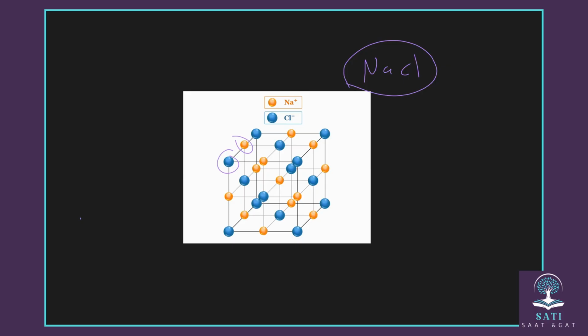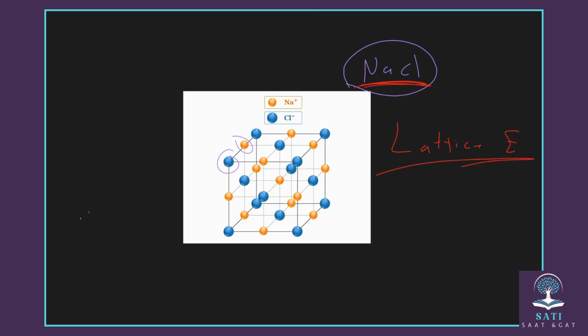So the amount of energy, memorize this definition, the amount of energy needed to separate 1 mole of ions from its ionic compound. That means we are talking about ionic compounds, not covalent compounds. We are talking about ionic, which is metal and non-metal. So the amount of energy needed to separate 1 mole of ions from its ionic compound is called lattice energy. Keep that in mind.